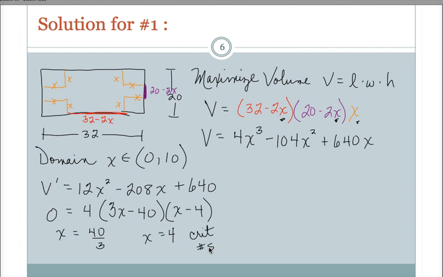Now remember our domain though. We can't go higher than 10. 40 over 3 is bigger than 10. This one's no good. That's an extraneous solution. So x equals 4 is the only critical number.